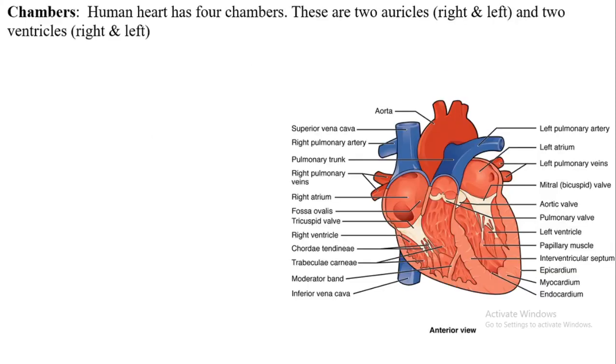Then next part in the structure of heart, that is chambers. So heart, human heart is four chambered, out of which two are auricles which are left and right auricle, and two are ventricles which are right and left ventricles. So two auricles and two ventricles are there in human heart. Now first let us see about the auricles.